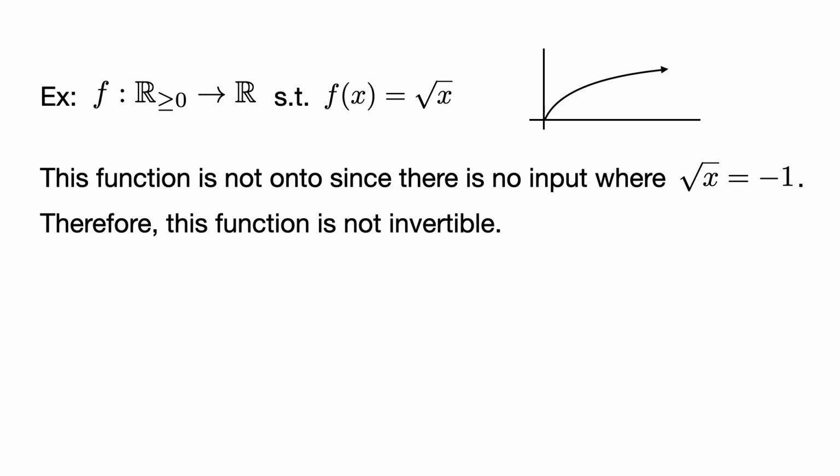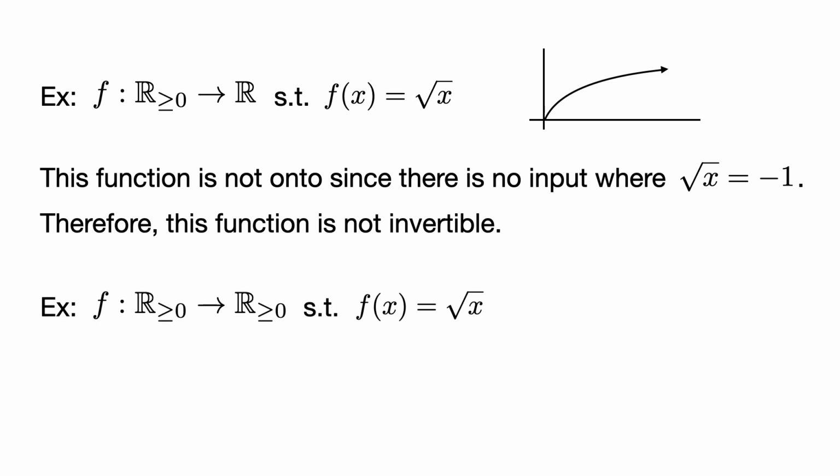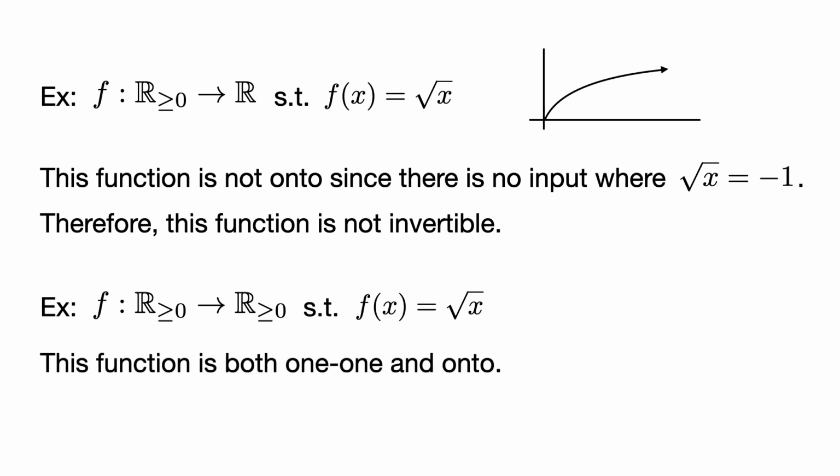Here's another example, a very related example. f maps the non-negative numbers to the non-negative numbers such that f of x is equal to the square root of x. Okay, well now this function is both 1-to-1 and onto. There is in fact an input that will get any positive number. So when the range is just the non-negative numbers, the function is onto. Since it's both 1-to-1 and onto, it is a bijection and therefore invertible.